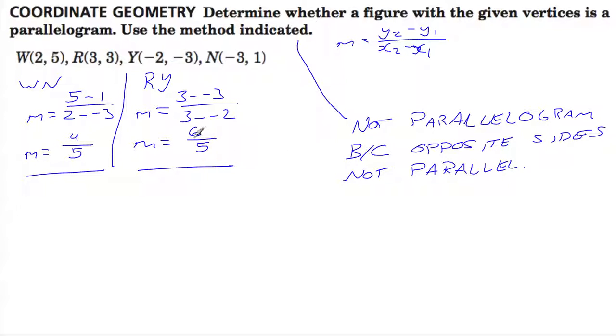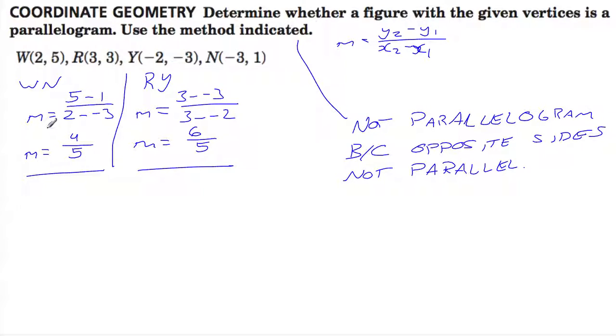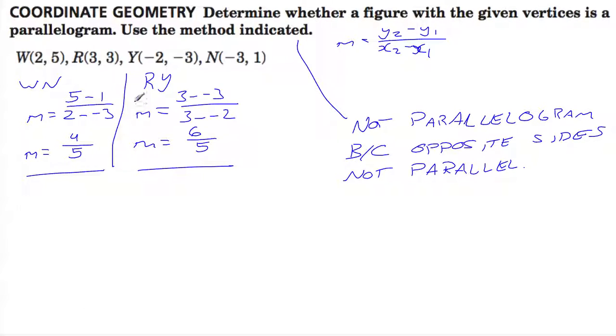If these were the same, we would then need to show that the other two sides, WR and NY, do have the same slope. But because these are not parallel, we don't need to continue. So if you have a situation where these two slopes are the same, great. That means that one pair of opposite sides are parallel. You just need to show the other pair using the same method. I'll stop it here for now, but this is what you need to do. Know that slope formula and be sure to show that opposite sides have the same slope.